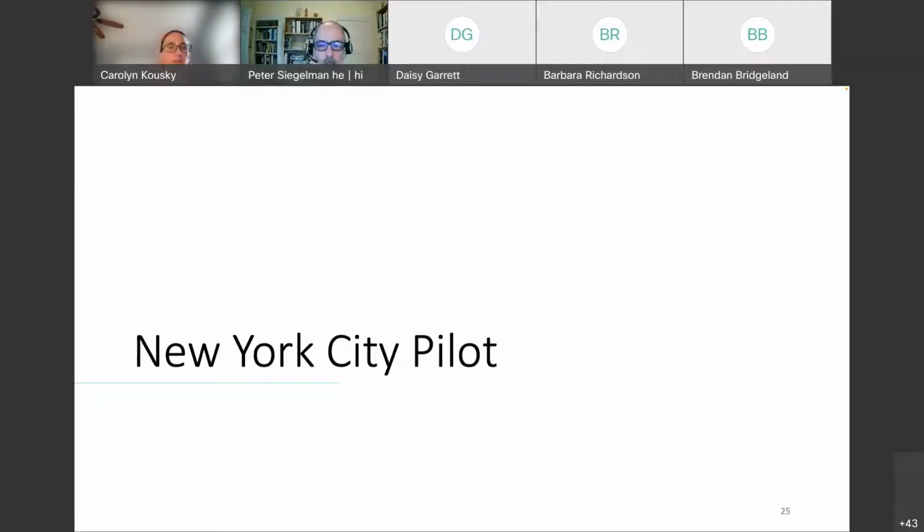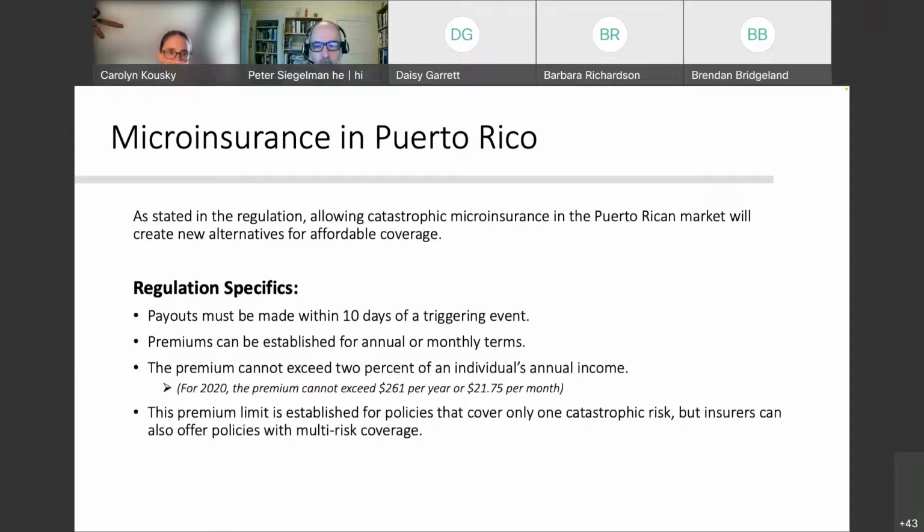Can I just ask quickly about Puerto Rico? Do you have a sense of what they're charging and what you get? If you go back a slide, you can't be more than $21 a month, but is that for 10,000 of coverage or 50,000 or 2,000? What are you actually getting for that? Well, it's going to vary by the company that's offering it, because they are only telling you what the premium can be, not what the coverage can be, right?